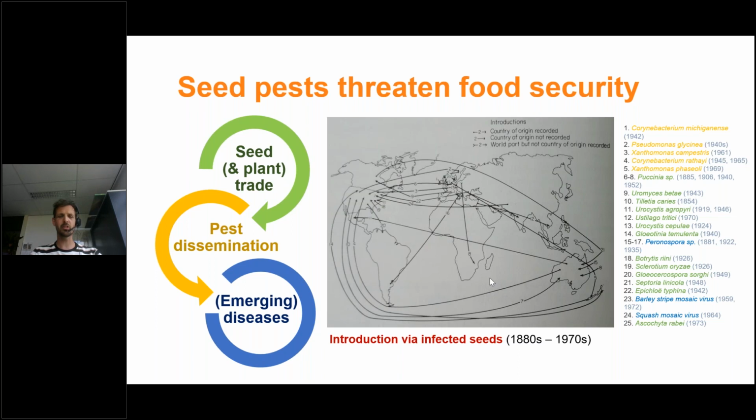So this was actually a big start of seed health initiatives coming around the globe, and had the focus on pests on and in seeds, being a major risk for food production in the end.